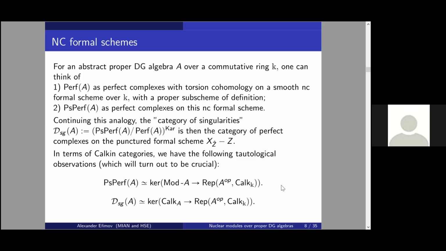And similarly, the category of singularities is the kernel of the functor from the Calkin category of A to representations of A opposite in the Calkin category of K. Is it obvious that it's a tautological observation? Well, yes, because an object is in the kernel exactly when the underlying K-module goes to 0. And this is a quotient by perfect complexes. So this is indeed a tautology, but it turns out that this is exactly how you should think about this category, and we will encounter this later.